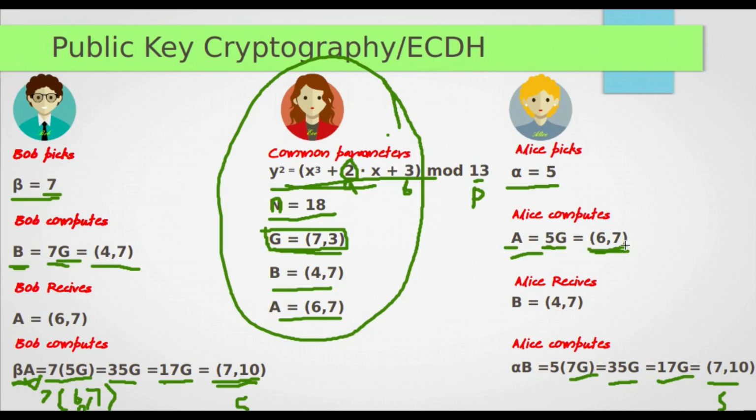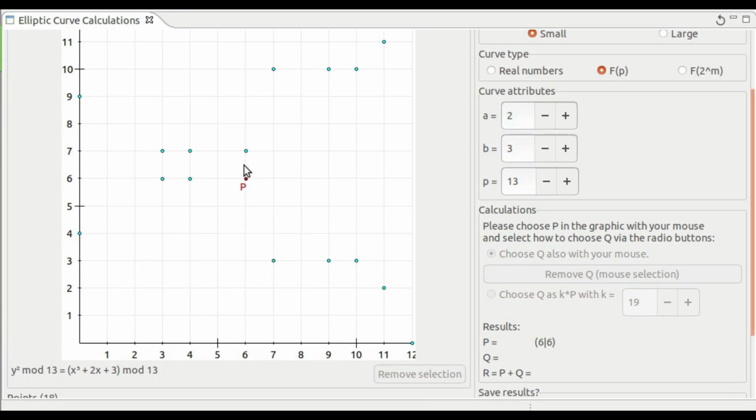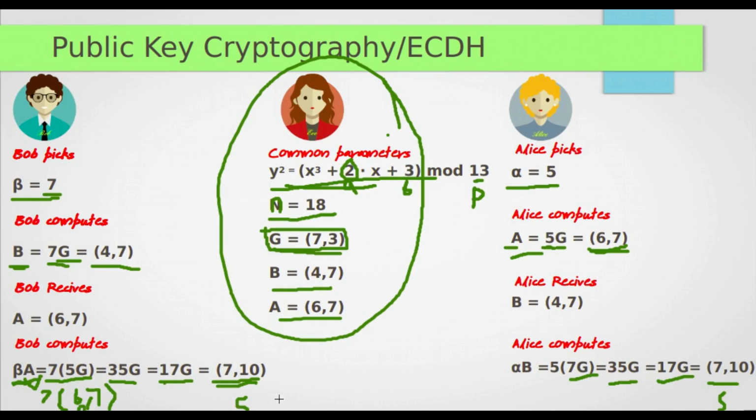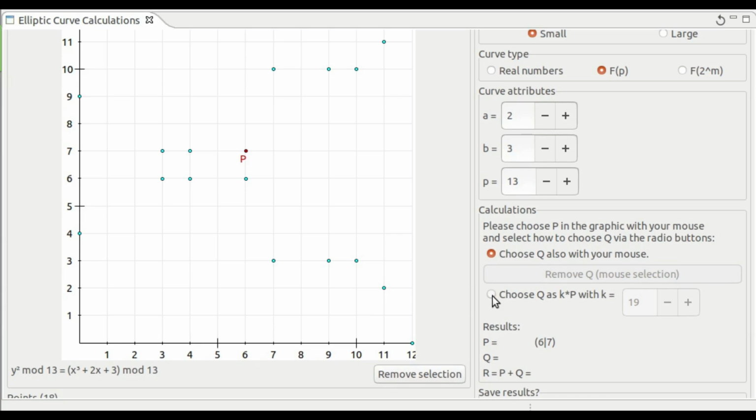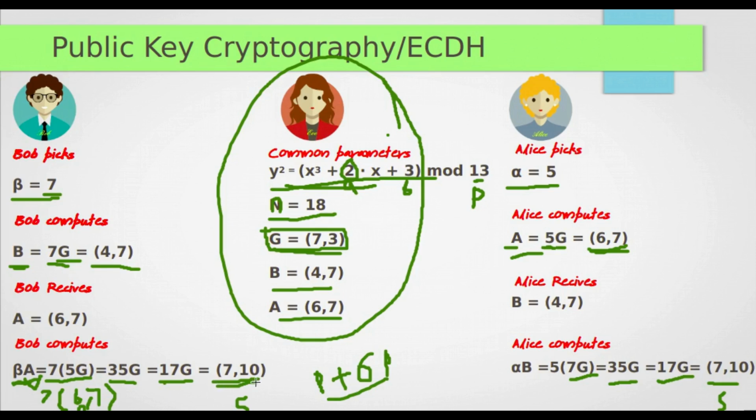What is Alice's public key? 6 comma 7. Let's consider it as P. This point is Alice's public key. To compute 7P, what do we have to do? Add this P to 6P and you will get 7P. I am choosing Q, which is 6P. 6P is 3 comma 6. The result is 7 comma 10. See here, the result is 7 comma 10.